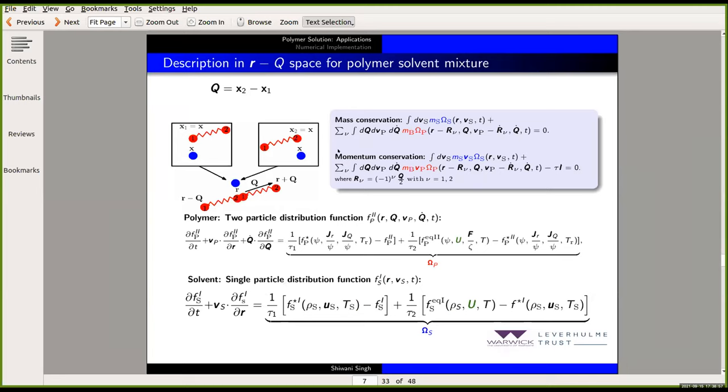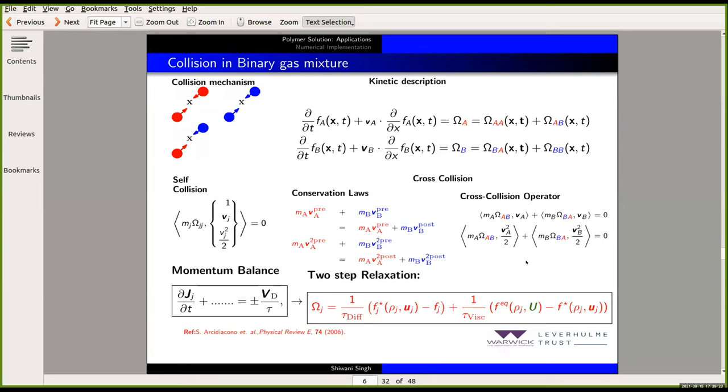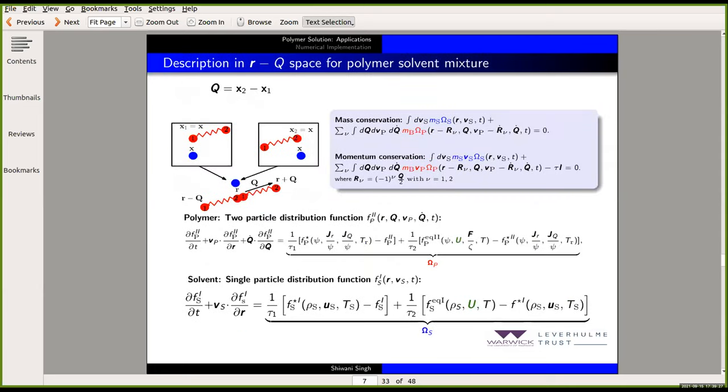So we use a similar kind of two-step relaxation scheme to define the collisions happening between polymer and solvent, where both of them know each other through the total momentum of the system. Without going into the detail, I'll just put the expression here and say that it is based on the same way on which the binary gas mixture collision term was based.